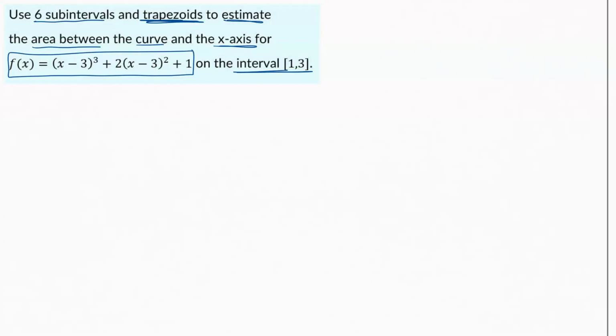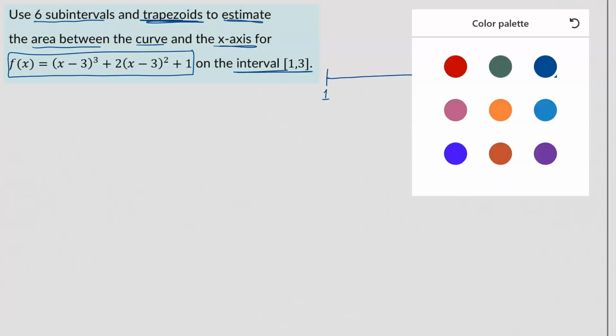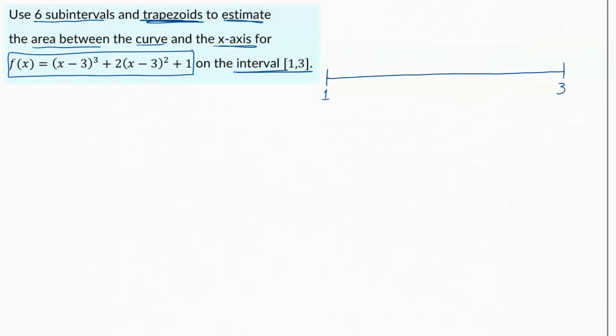So to start off, we're going to start the exact same way we would start any other left hand, right hand, any other Riemann sum problem. We start off by drawing out our interval, a number line. So starting at 1 on our left endpoint and ending at 3 on the right endpoint. And what I want to do is split that interval up into my 6 subintervals. So I find a delta x now that's going to tell me how far I need to move over before I put another tick mark.